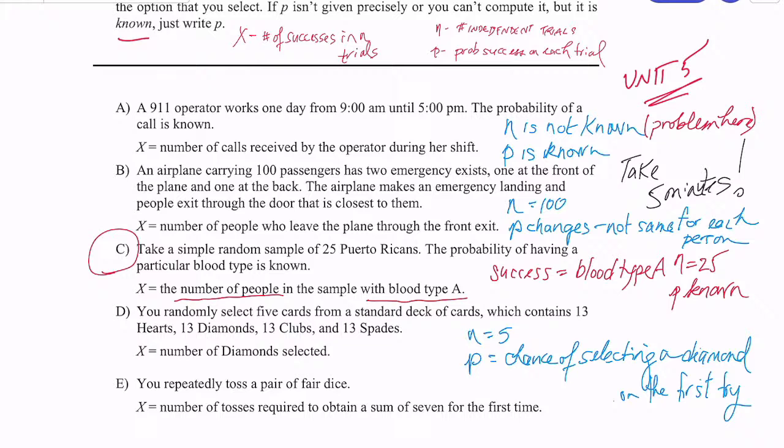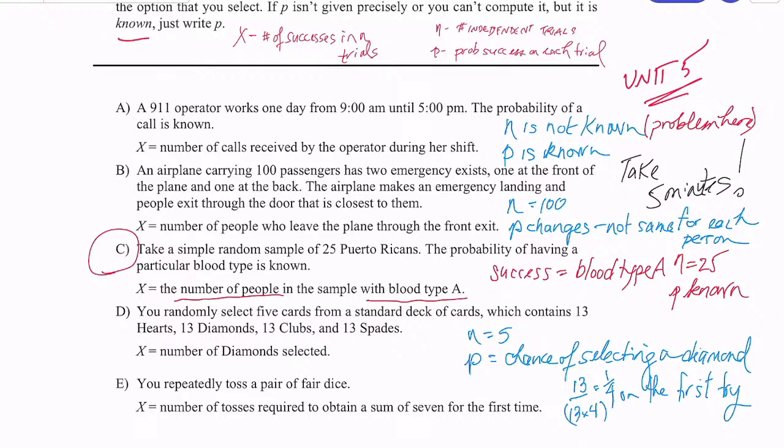Is there 13? Because there's a total of 52 cards in a deck, right? So it's 13 out of 52, or like I get 52 from 13 times 4 different suits. So that's 1 in 4. So it's a 1 in 4 chance on the first try.